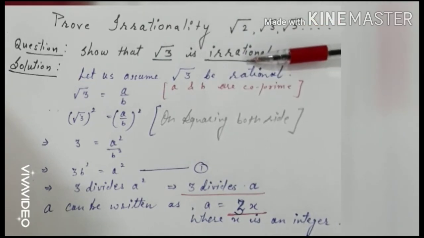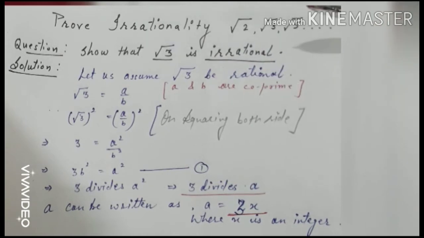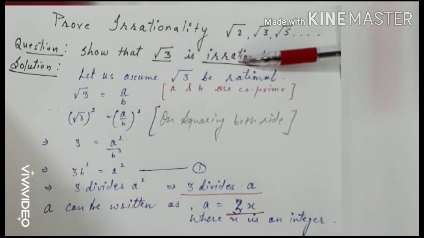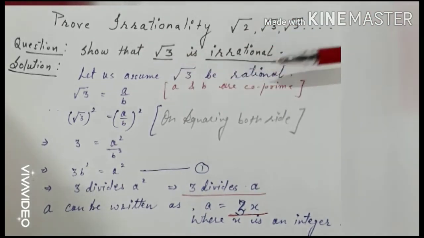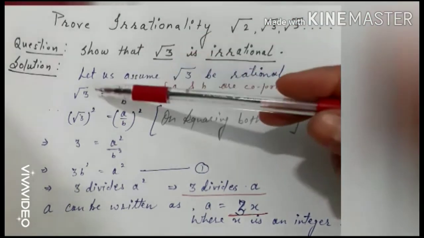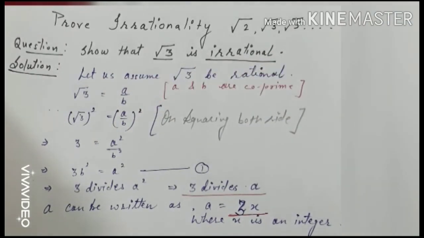For proving this irrationality, we will use the method of contradiction. Method of contradiction means we will suppose the contradiction of this. It is irrational, but we will suppose that root 3 is rational. So let root 3 be rational. If root 3 is rational, it can be expressed in the form of p upon q, where p and q are co-prime integers and q is not equal to 0. That completely follows the definition of rational numbers.